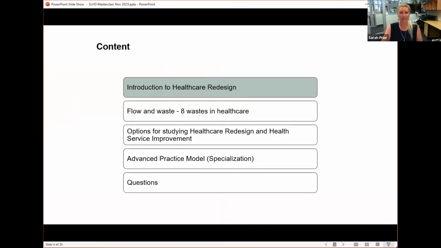So for this evening's masterclass, I'm just going to give a little bit of an introduction to Healthcare Redesign for those of you who haven't heard it before. I'm going to talk about flow and waste and really go into a bit more detail around the 8 wastes in healthcare. I'm going to have a quick look at the options for studying healthcare redesign and health service improvement with the University of Tasmania, and just touch on the advanced practice model and the health service improvement specialisation that Peter just introduced.